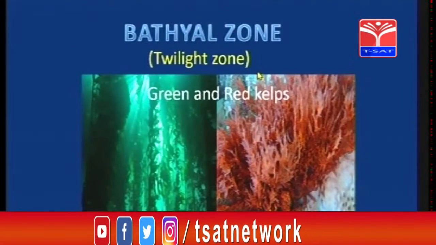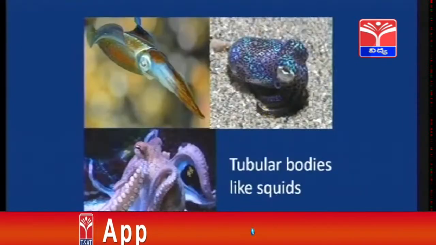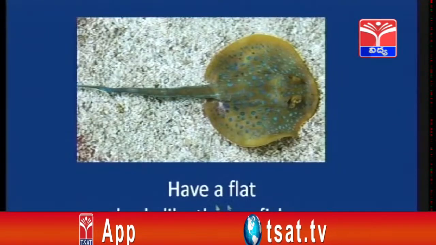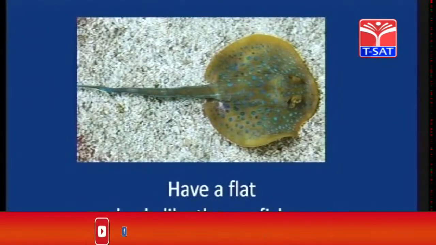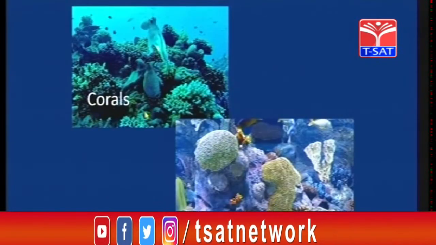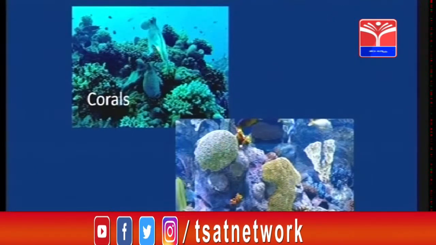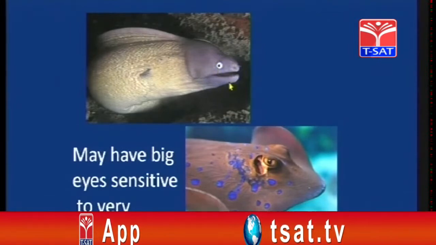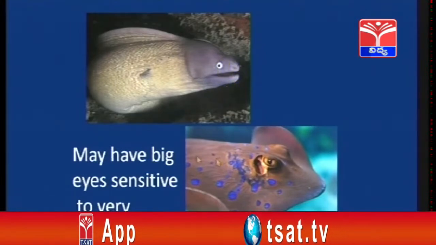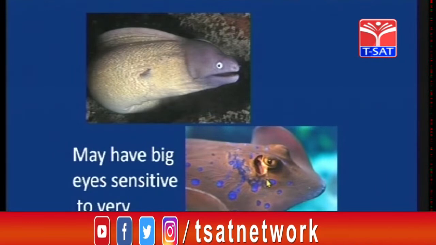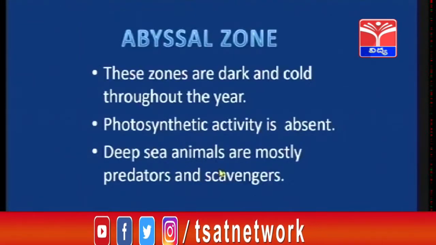Bathyal zone, twilight zone. You can see green and red kelps, trouts, and tubular bodies like squids, and flat bodies with fin rays, that is ray fishes. Large animals like whales are present. Corals are also present. Sponges are also present in this region, children. Now, in this region, they have big sensitive eyes because the light in this zone is very dim, that is twilight zone. That's the reason they have big sensitive eyes to see in the dim light.